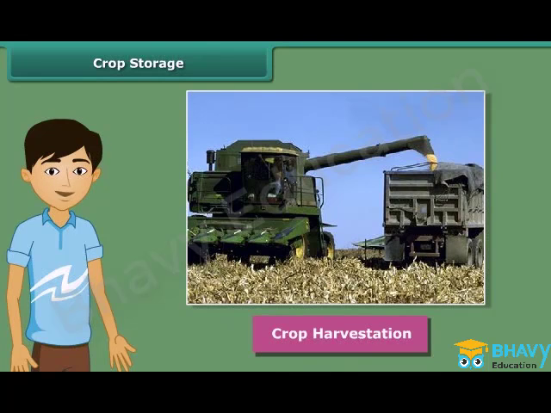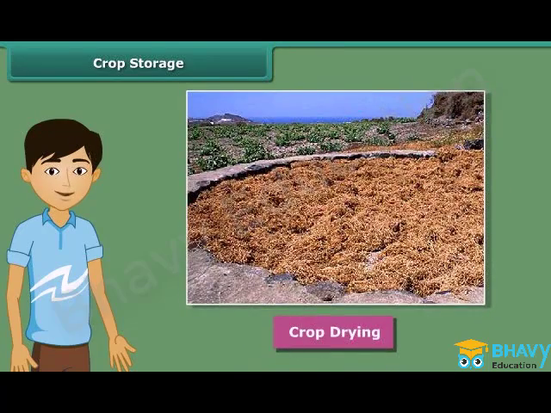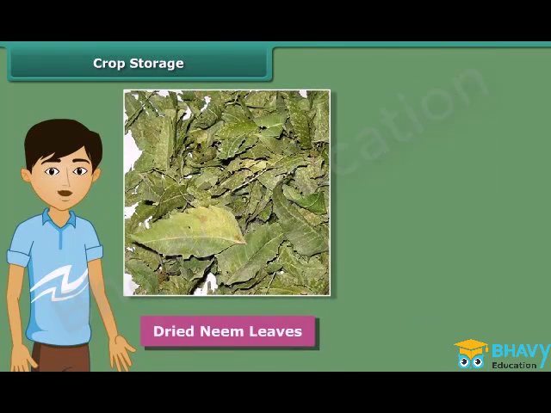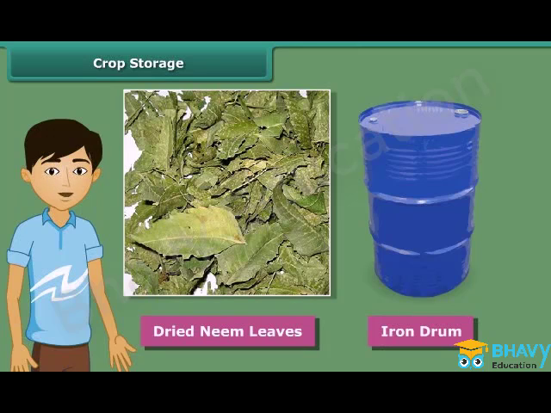We should take some precautions to store crops because if the harvested grains are stored without drying, then they may get spoiled or attacked by organisms and thus they will lose their germination capacity. So the grains should be properly dried in the sun to reduce the moisture in them. Do you know that farmers store grains in jute bags or metallic bins, but for large-scale storage of grains, farmers use silos and granaries. Generally, people also keep dried neem leaves in an iron drum for storing food grains because these dried neem leaves protect the grains from pests and microorganisms.